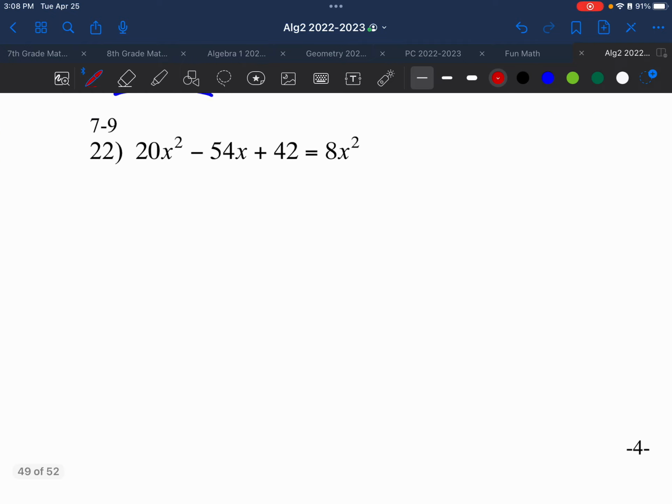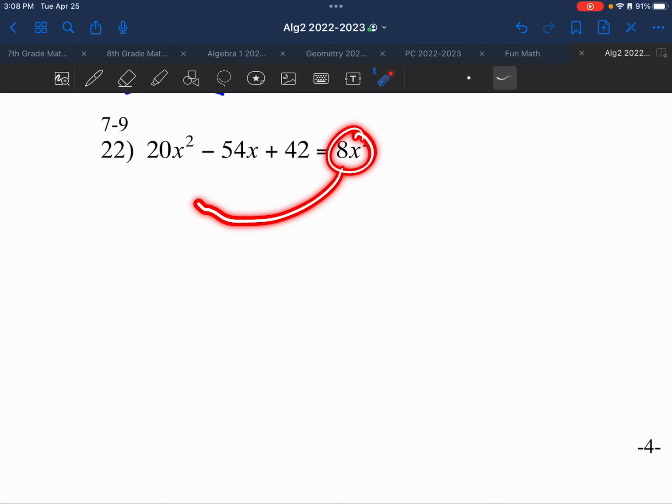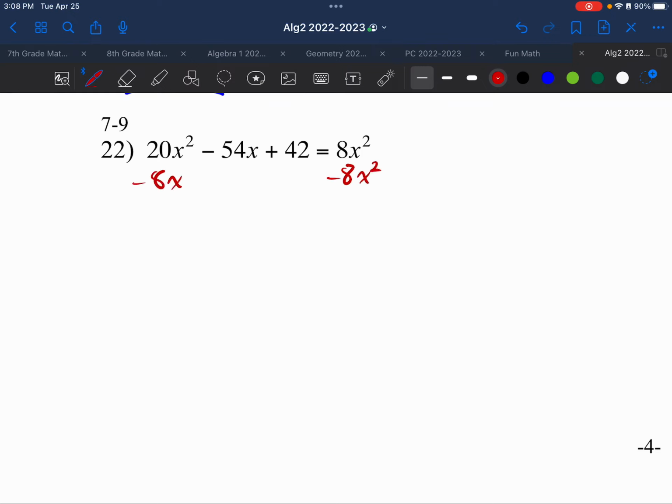What do we have here? Ooh, okay, so again, we want to use the zero product property. So you, madame, need to move over here. Notice that the x squared and x squared are like terms. So when I subtract my 8x squared from both sides of my equal sign, you are now 0 on the right-hand side. I still have a 42. I still have a minus 54x. And I still have an x squared, but the coefficient changes to a 12.